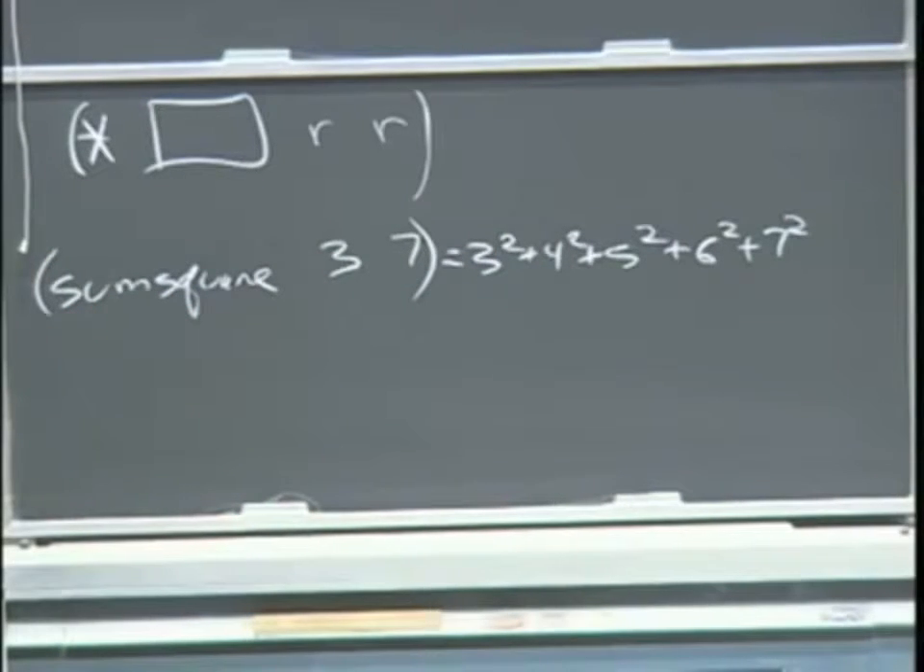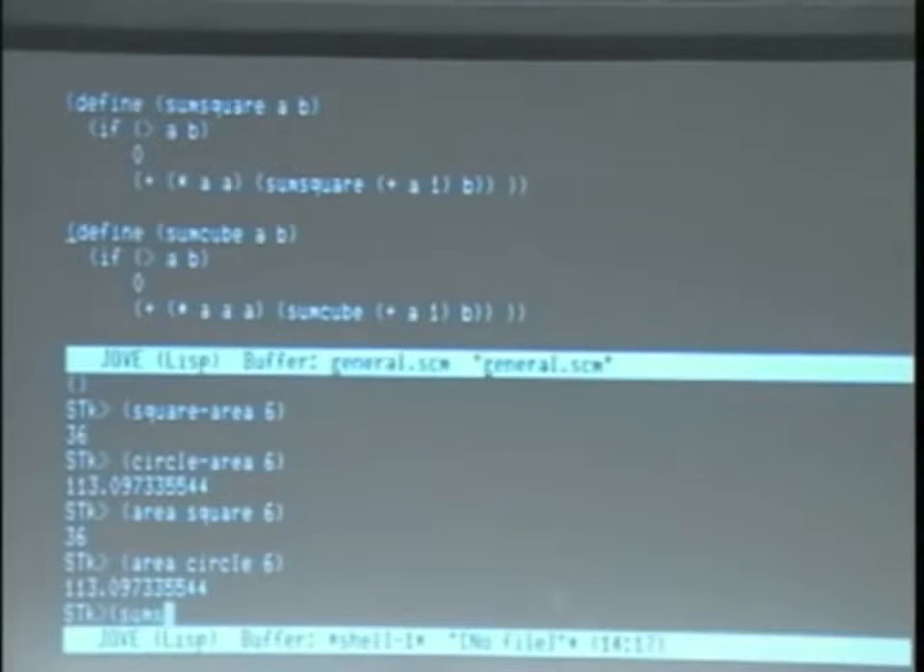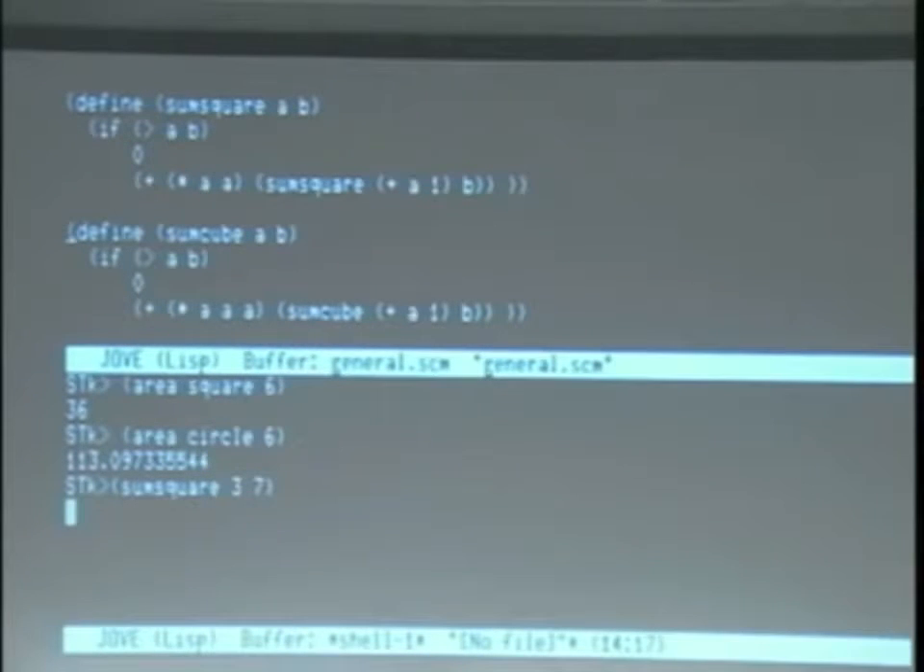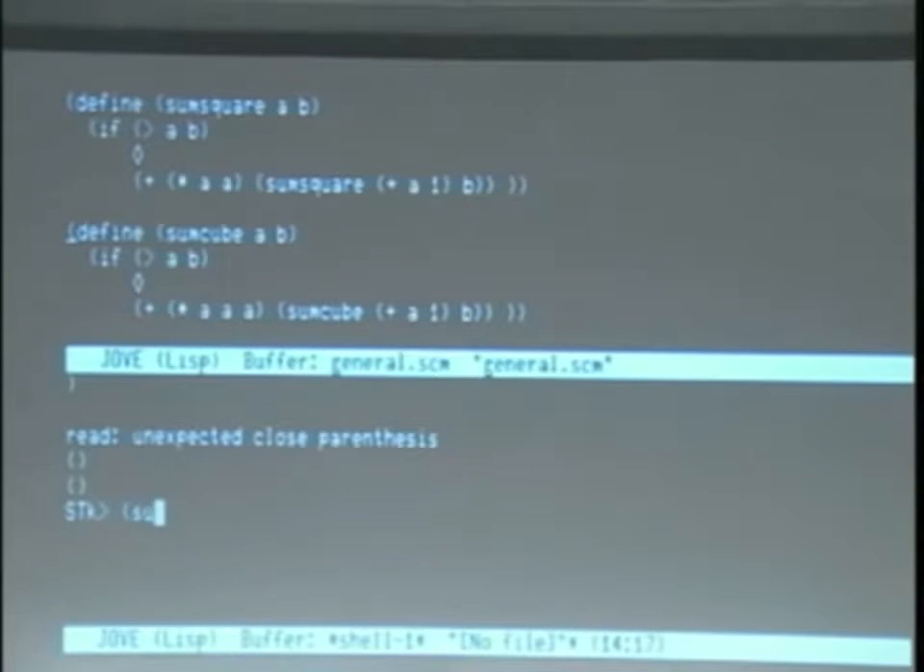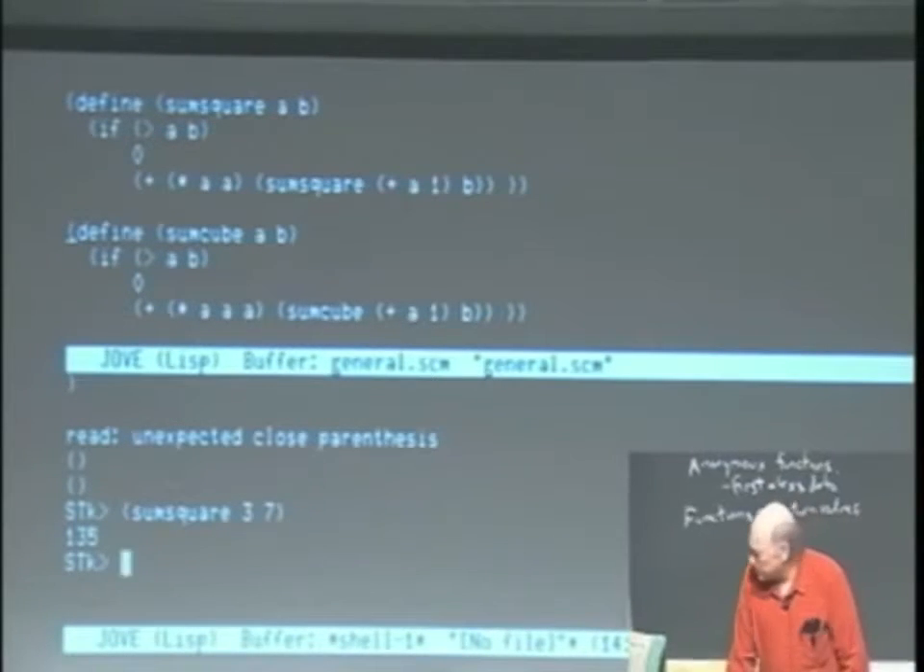So let's try that and see what we get. I don't get anything. Why not? Let's try this again. There we go. I got 135, and you can work out for yourself whether that's right or not, because I can't do arithmetic. It's a good thing they invented computers.